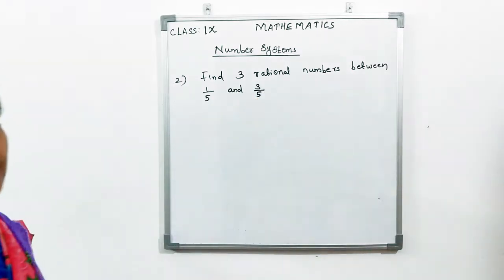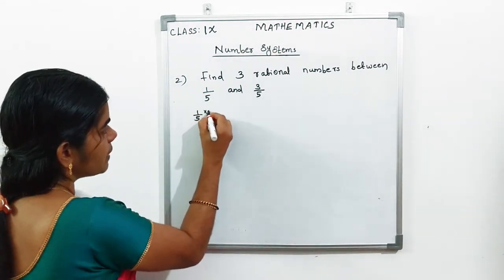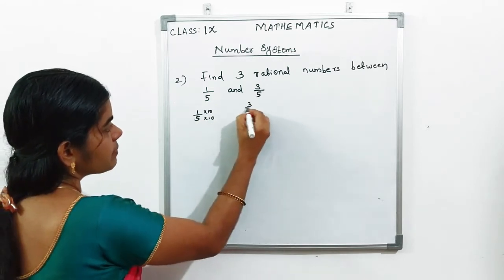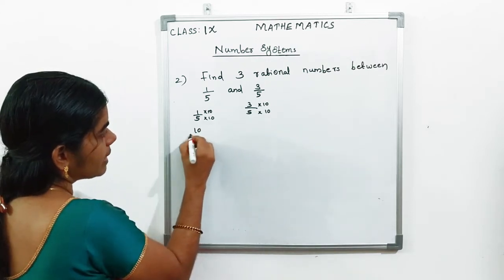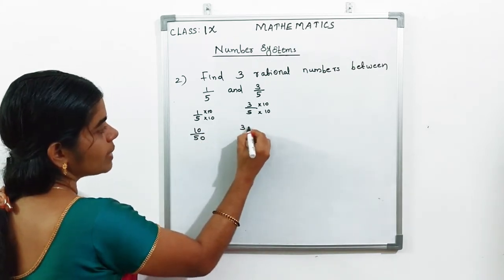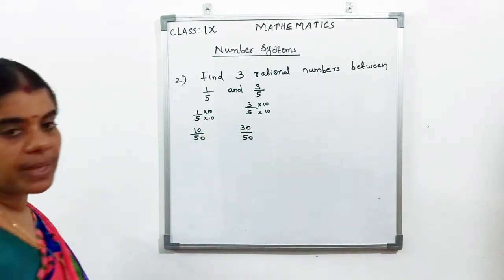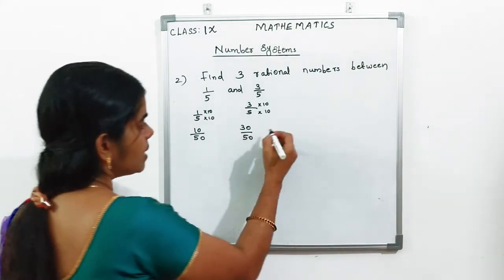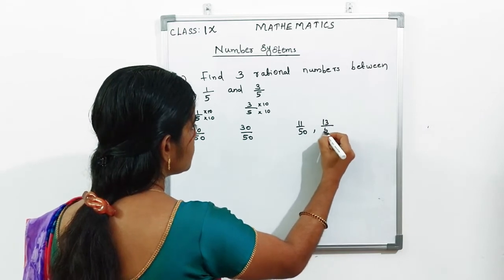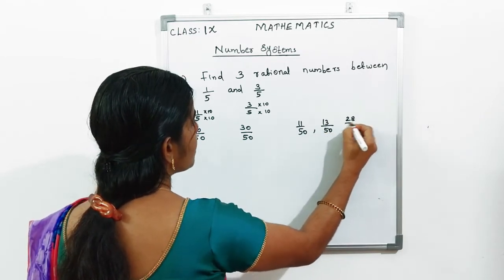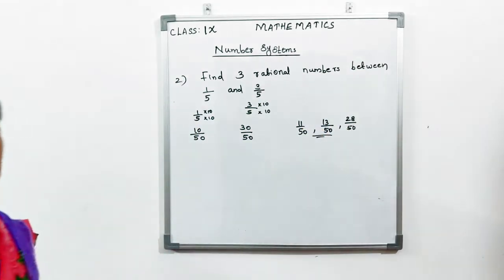Here the denominator is same. Therefore, no problem. We can multiply 1 by 5 with 10, and 3 by 5 you can multiply with 10, or 100, any number. Then you will get 10 by 50 and 30 by 50. Between 10 and 30 you can find any 3 numbers. If you want, you can write 11 by 50, 30 by 50 and 28 by 50. Any 3 they ask. Therefore, these will be the 3 rational numbers.